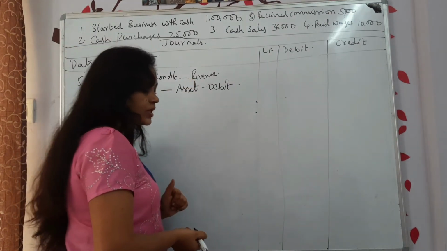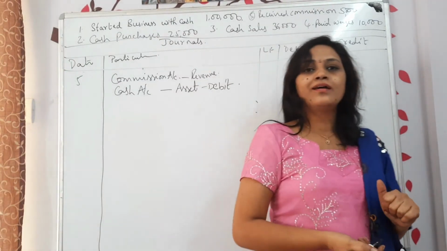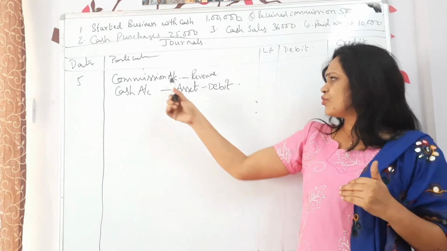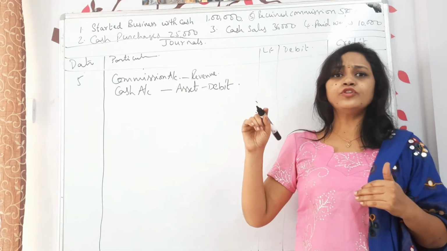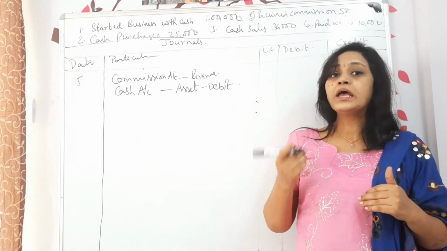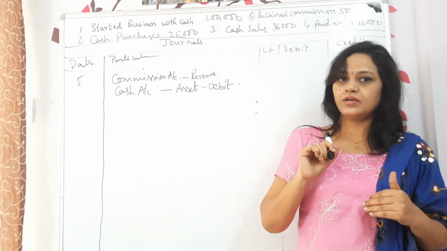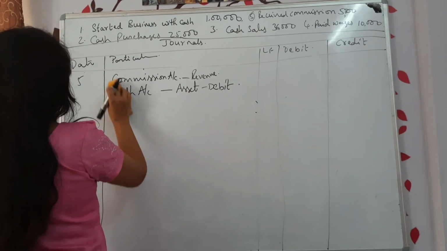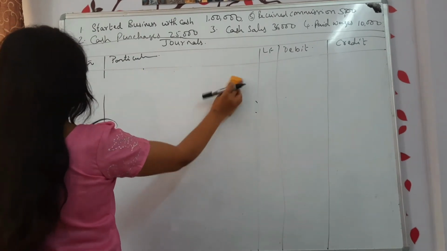Revenue rule. Decrease debit and increase credit. So when you have received the commission, your revenues are increasing. When it is increasing, what is the rule? Credit increase. Okay. So now let's write down the journal. So cash debit and commission credit.